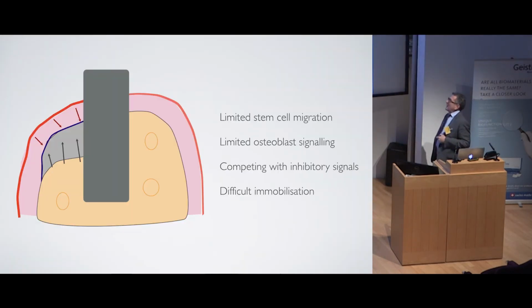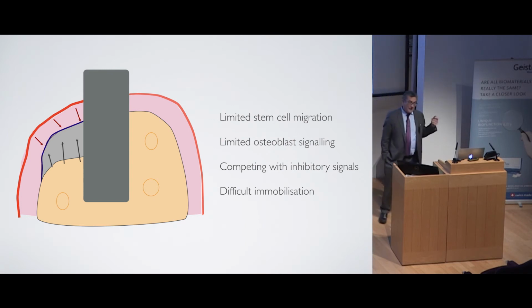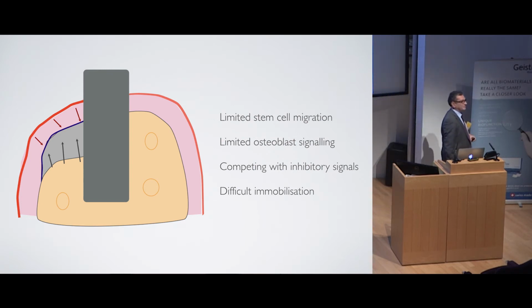So if we go back to that, then just in that situation, if we just make the space, we may get rather limited cell migration into this area, particularly stem cells. We may not get the right signals in there. It's competing with the inhibitory signals, and clearly, on its own, that straight GBR type approach is actually very ineffective, not least because of the difficulties of immobilization.